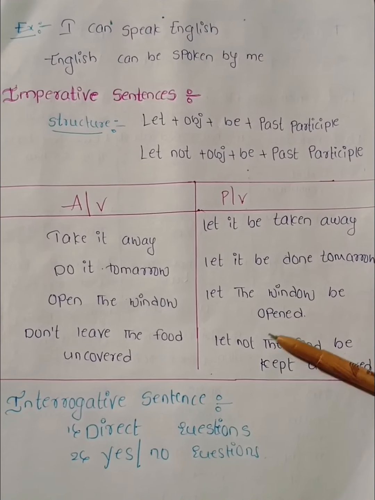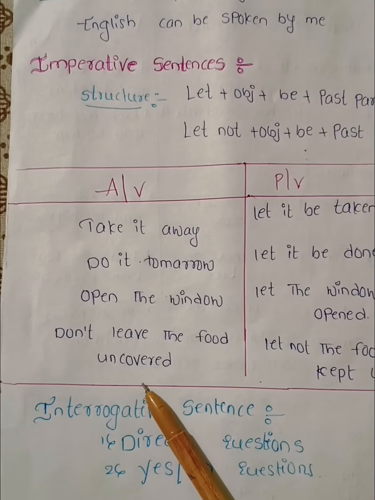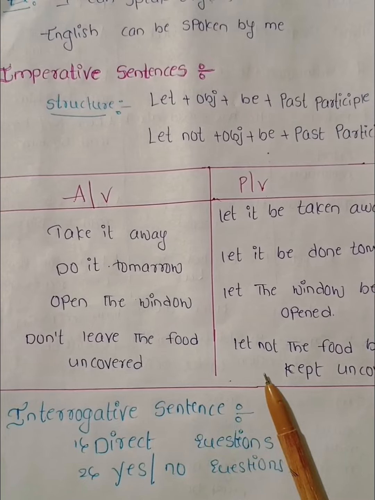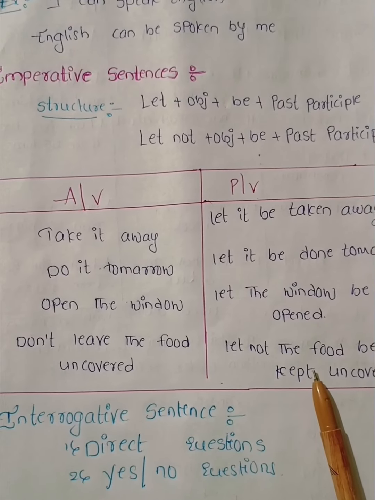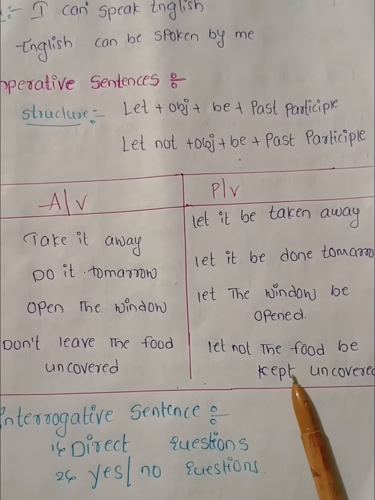Next example, don't leave the food uncovered. It is a negative statement because not is there in this statement. So we have to use let not. Then we have to write the object, that is food. Let not the food be kept uncovered.